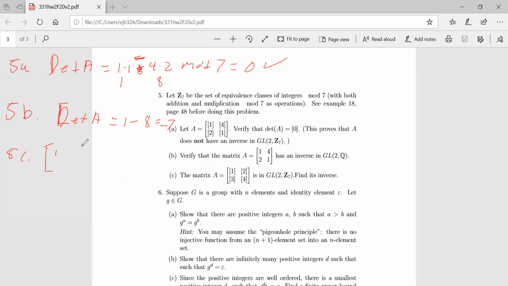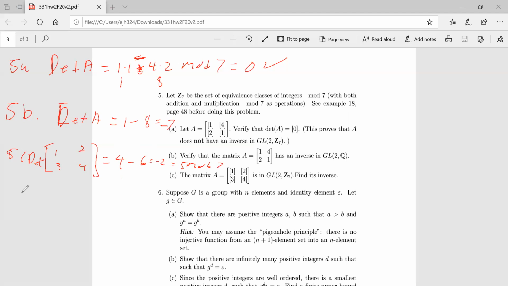So we have 1, 2, 3, 4. It's actually not asking, it's telling us that this is in the group, but it's good to check it. So the determinant of this is going to be equal to 1 times 4 minus 2 times 3. So that's 4 minus 6, which is equal to -2, which is equal to 5 mod 7, right? Cool.